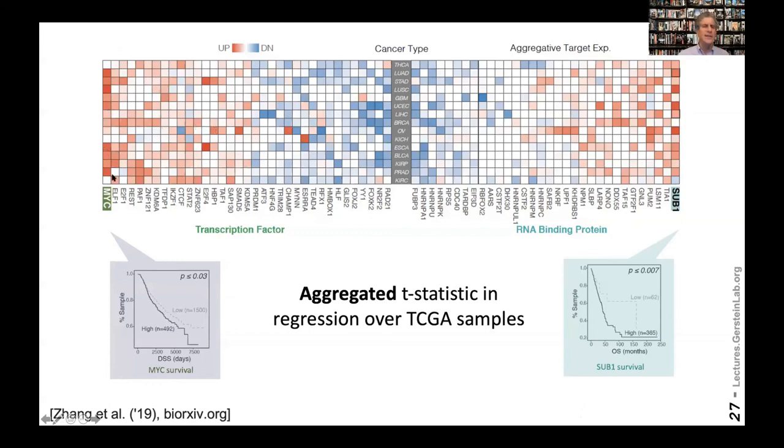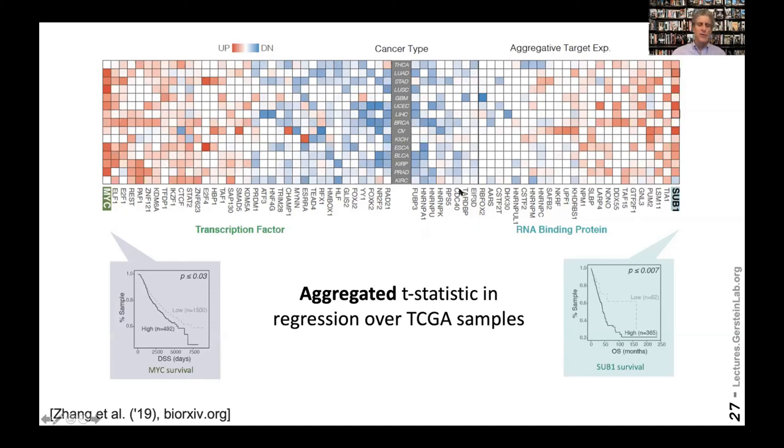And you can see that some factors really are associated with upregulation in cancer. MYC is very famous for being associated with that. And so then some are more differential. We can also do the same for RNA binding proteins and their network. And here we find that SUB1 is the RNA binding protein that's most associated with upregulation in cancer.